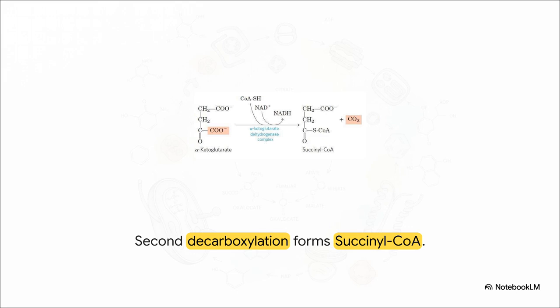In step 4, we meet the alpha-ketoglutarate dehydrogenase complex. This machinery drives a second decarboxylation. We extract yet another NADH molecule, adding to our growing energy treasure chest, and we release another molecule of carbon dioxide, leaving us with a brand new compound called succinyl-CoA.